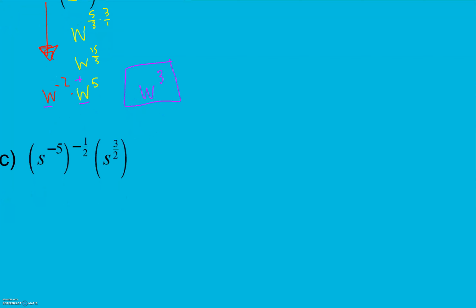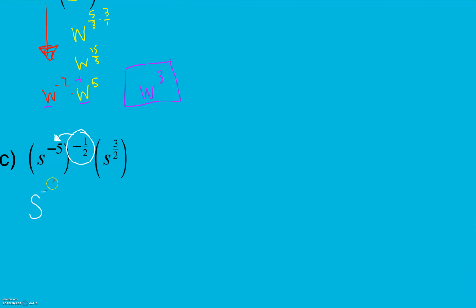In C here, make sure we keep an eye on where our exponents go. This -1/2 goes with s to the -5th power. We don't start putting exponents on a variable until we see another variable moving left to right, and we always move left to right. So the -1/2 goes with the s to the -5th power.